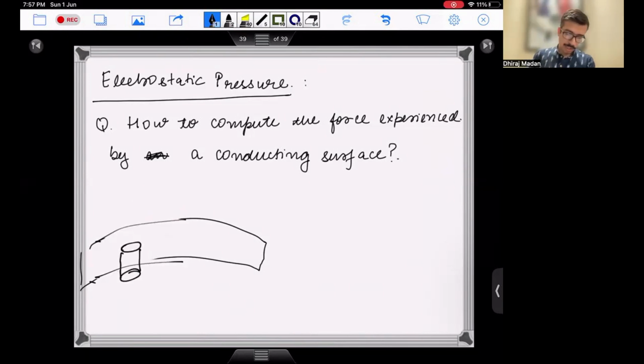And we saw that outside, the electric field was sigma over epsilon naught n cap, and inside the electric field was zero. But this electric field is of course due to the patch, and it has some other components also. So we need to know how much is due to the other components and how much is due to the patch, because the force experienced by a patch will only depend on the other component. The patch will not exert a force on itself.